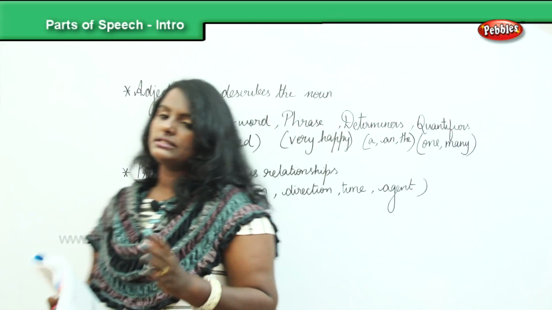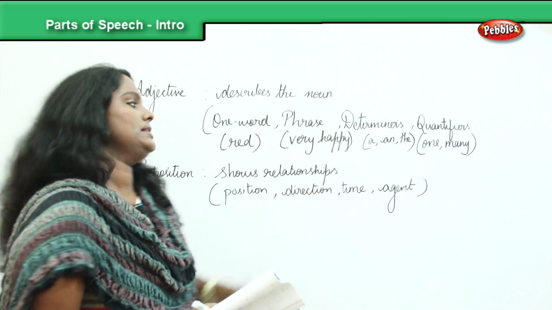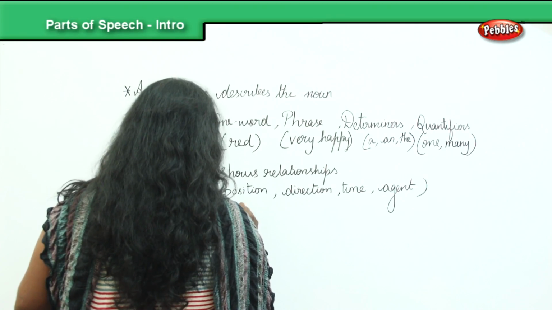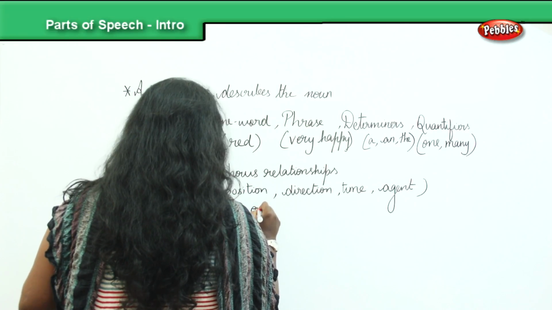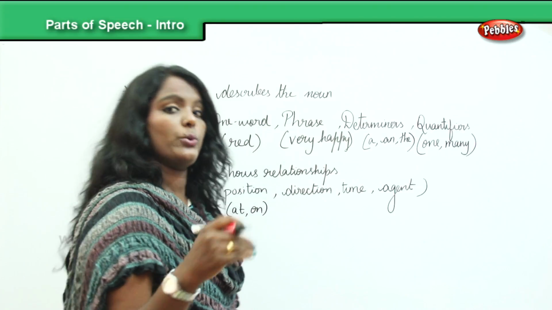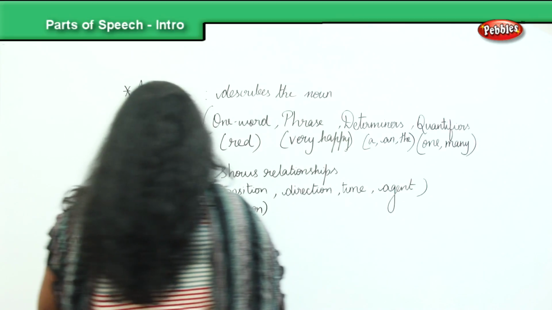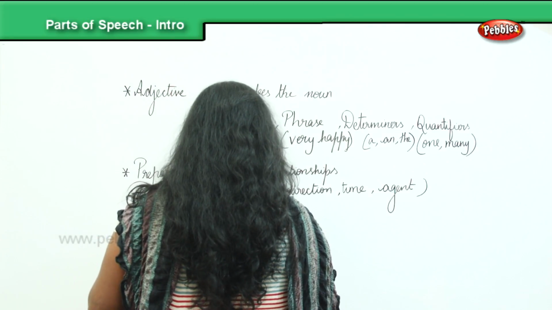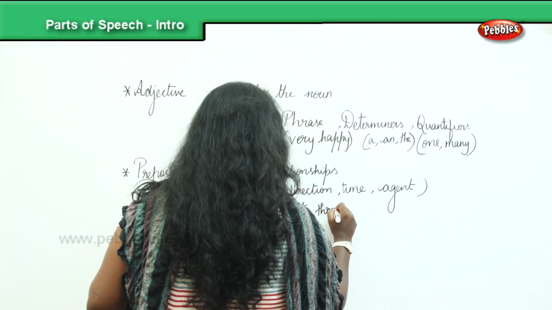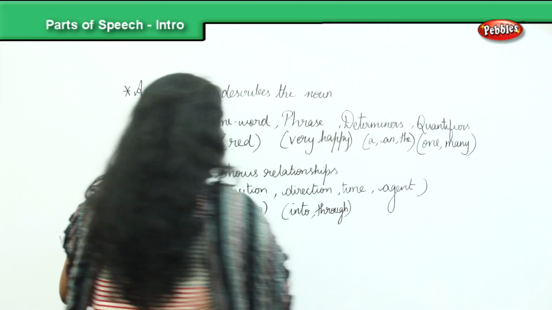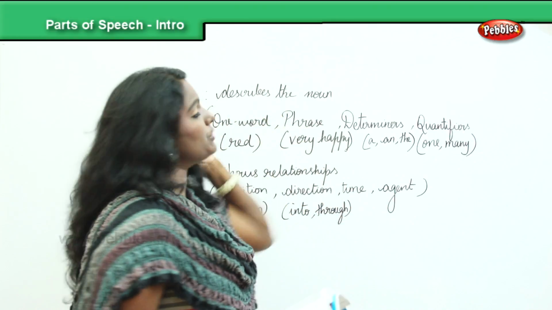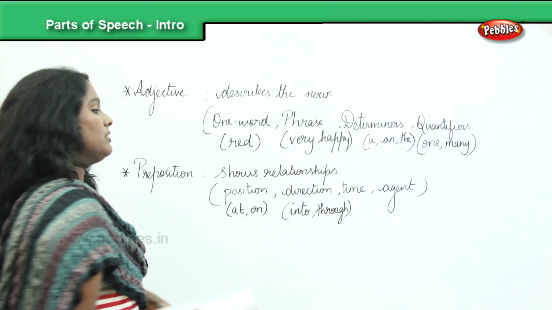You will have a better understanding if I give an example for these. Preposition of position, I can say at or on. The book is on the table, so that describes the position of the book, where it is being kept. Direction: into or through. The boy jumped into the river. So I'm showing you the direction here, into the river.